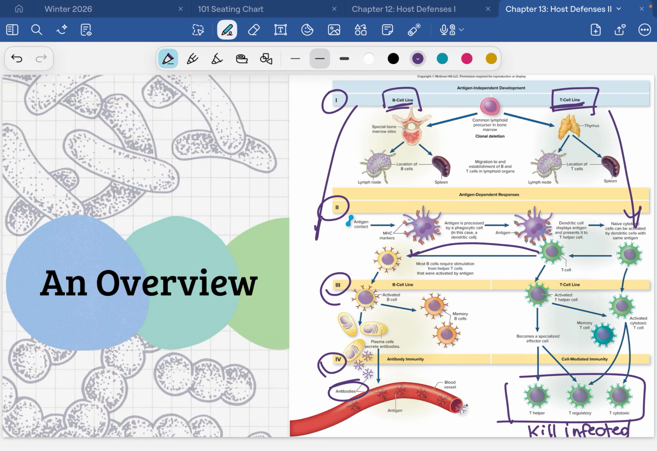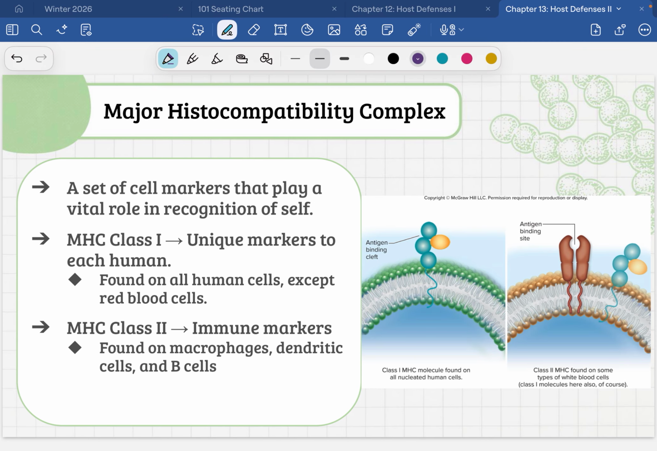Okay. So before we can talk about the specifics of the stages and what happens at each stage, we have to talk about something called the major histocompatibility complex. And from now on, I'm just going to refer to this as the MHC. You can refer to it that way too. Most textbooks would just refer to it as the MHC, but it does stand for major histocompatibility complex. And what the major histocompatibility complex, or the MHC, is, it's a set of cell markers that play a vital role in the recognition of self.